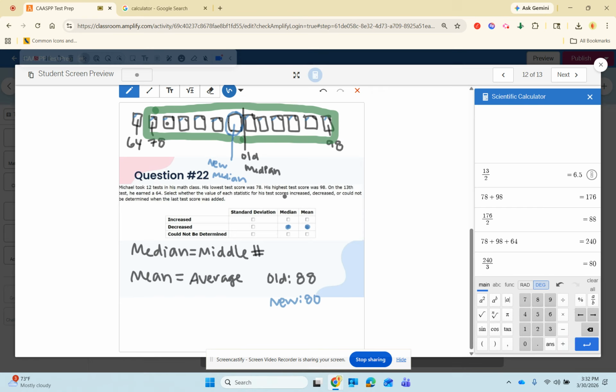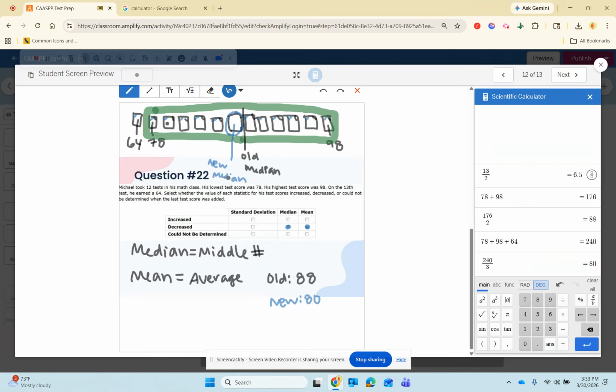Now, if they told us on his 13th test, he scored a number that was in between these two extremes, then we could not determine the mean, because it might be a little bit trickier to understand. But because they gave us an outlier, a significantly smaller number, it's easier to see that this new average is going to get smaller because now we're adding a smaller number to the mix.